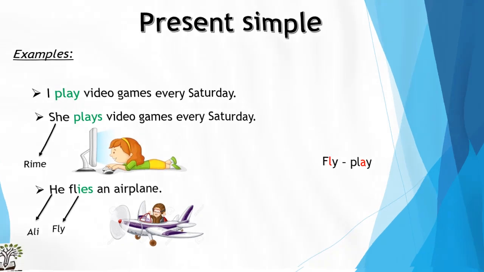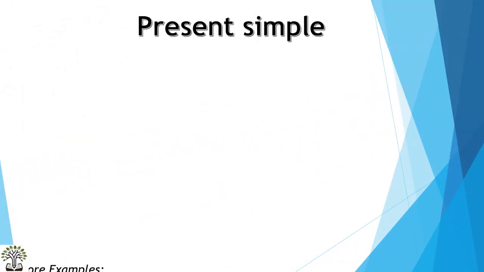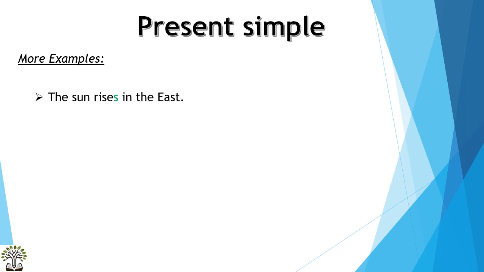Okay, let's move for more examples. The sun rises in the east. So this is a fact. هذه حقيقة علمية. This is a fact. It's a general truth. يعني الشمس كتشرق من المشرق. The sun, I can change it with it. It rises in the east. So I'm talking about the sun. It rises in the east. We put s because we have it, the subject pronoun, which is it.